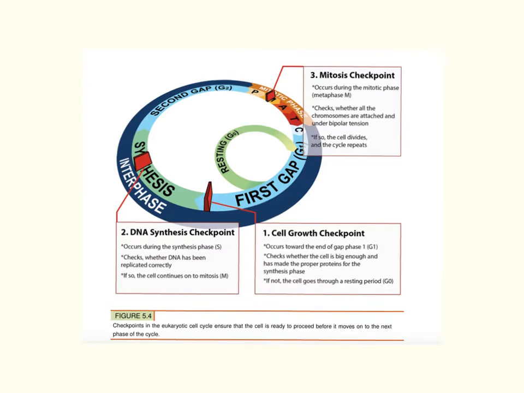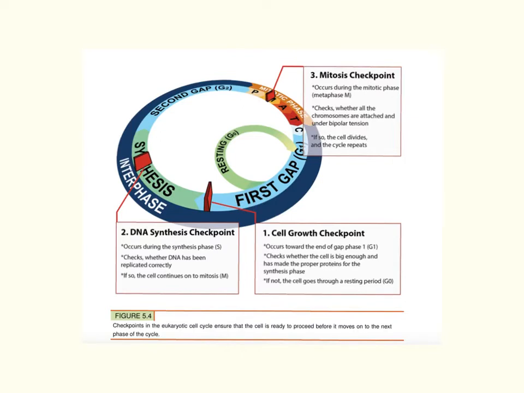Okay, so in the cell cycle, again, we're talking about the eukaryotic cell cycle, right? So we're looking at the beginning of the cell cycle being the first gap phase. This is when, if you want to call it the beginning, let's say, here, it starts to grow. It starts to duplicate all its organelles and make the proteins that it needs to make.